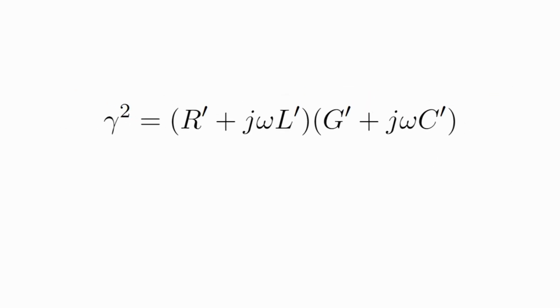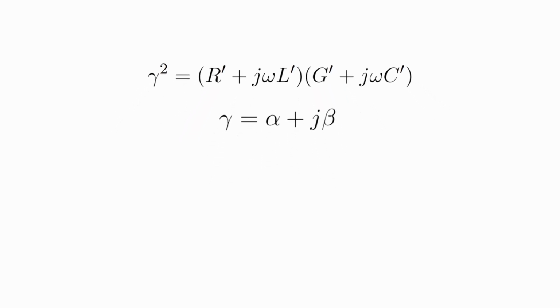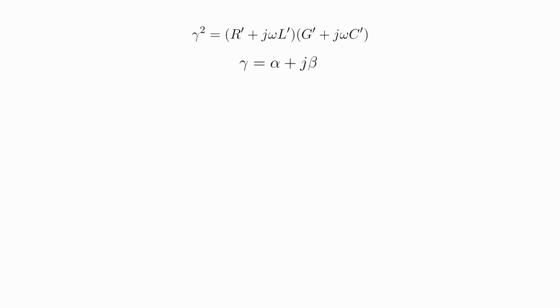Well, let's remember that gamma is complex. Therefore, it can be expressed in terms of its real and imaginary parts. Gamma squared is equal to a bunch of real and complex constants. You can see that all of the real terms of gamma come from resistance and conductance, while our complex terms are attached to the inductance and capacitance terms.